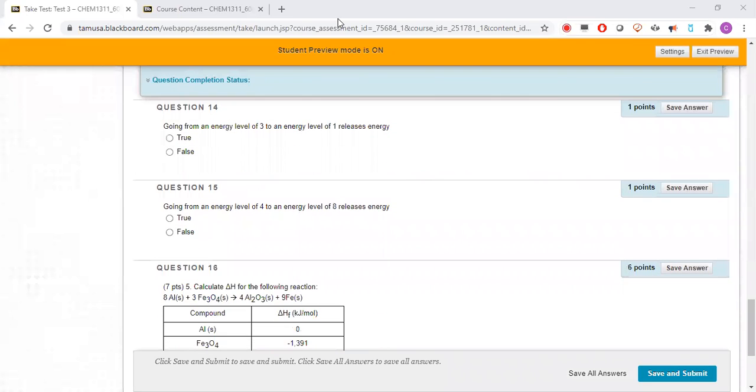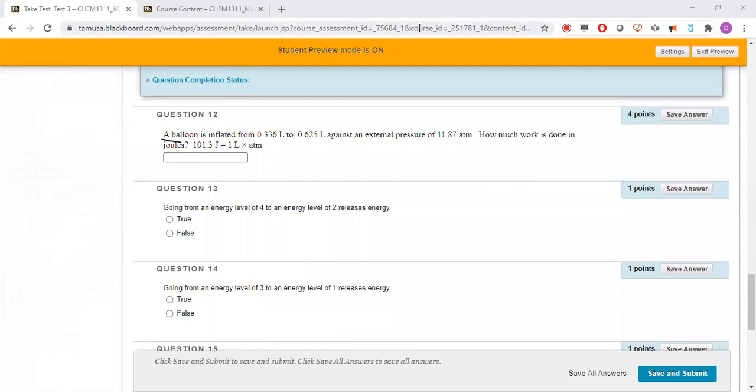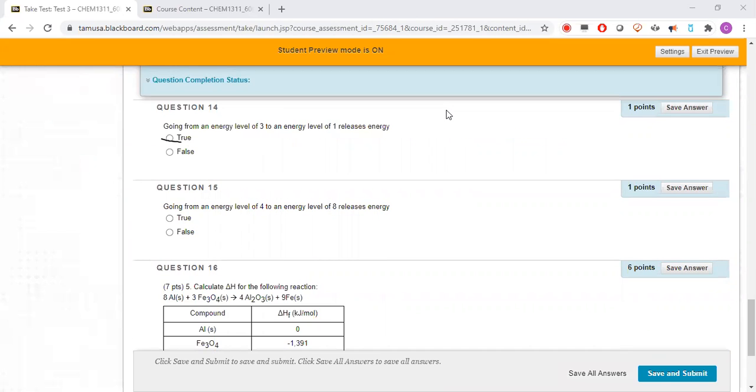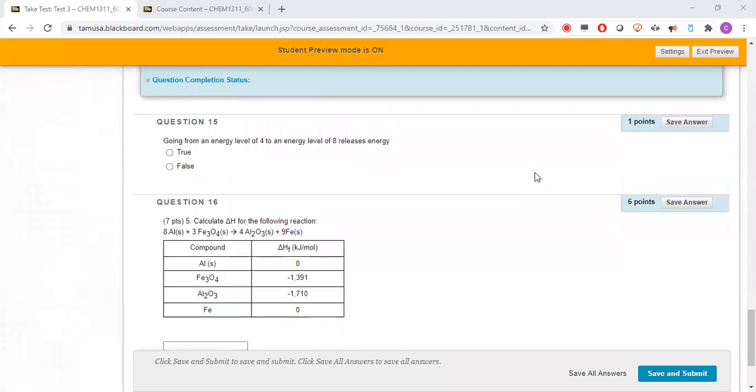All right, going from energy level of 3 to 1 releases energy. True. I think I skipped one. Yeah, I just skipped question 13. So 4 to 2 releases energy. That's true. 3 to 1 releases energy. That's true. 4 to 8 releases energy. That's false. Every time you go down in energy, you release it. Every time you go up, you need to absorb it.